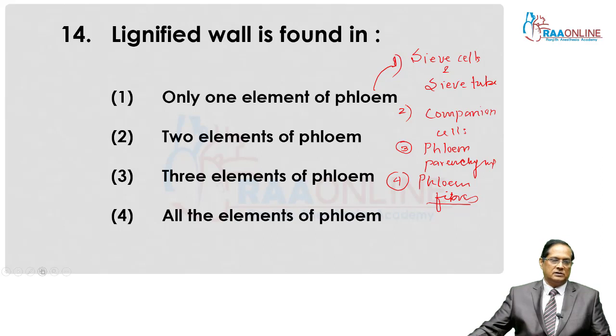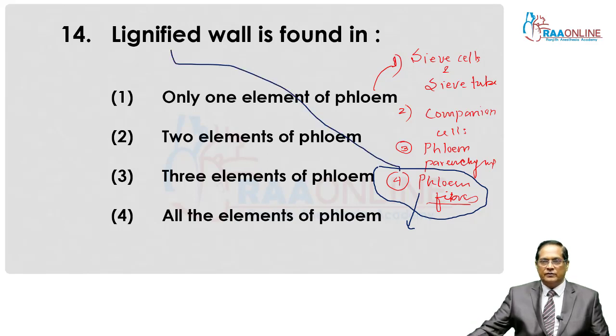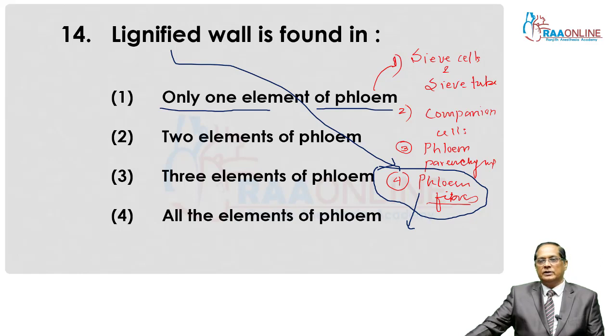Out of these four, the only dead element is phloem fibers. So phloem fibers have lignin in their wall. That is, lignin is present only in phloem fibers. And others, that is, sieve cells or sieve tubes, companion cell, phloem parenchyma, they are without lignin. That's why the answer is only one element of phloem, and that is phloem fibers.